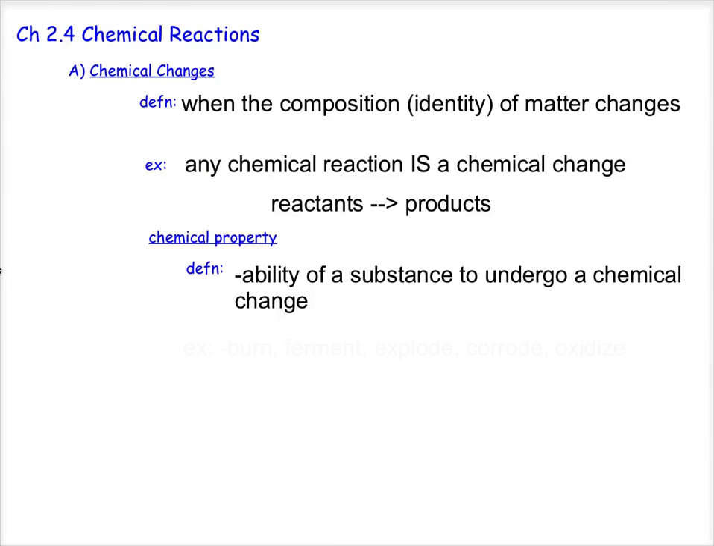A chemical property is defined as the ability of a substance to undergo a chemical change. Examples of describing a chemical property of a substance is if it burns, if it ferments, like grapes when they turn into wine, if it explodes, if it corrodes, or if it oxidizes. That example of your car metal rusting, that's an example of a corrosion or an oxidation reaction.